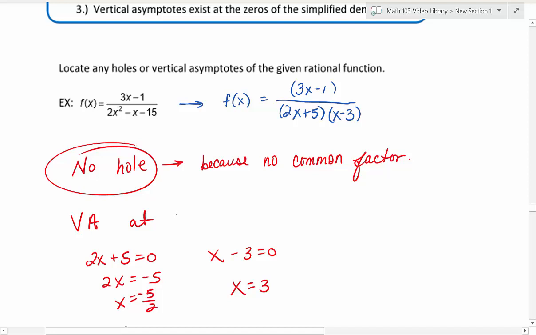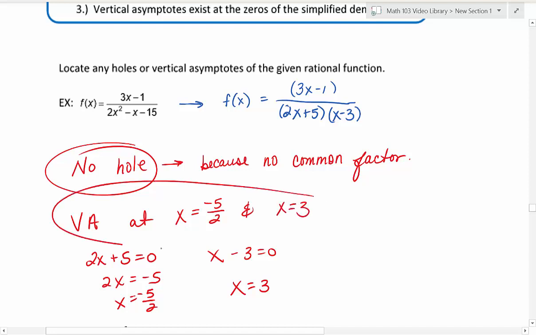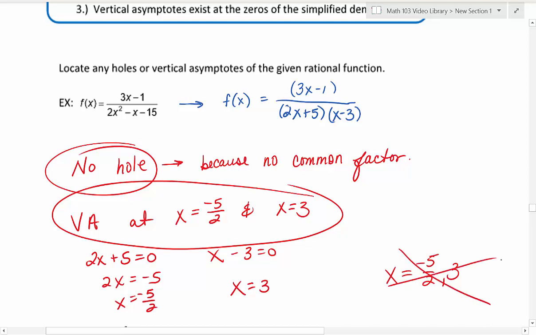It's really important that when you write your vertical asymptotes, you write x equals for each one of them. We are writing equations of lines here. Therefore, we need x equals in front of both of them. It is not correct to say that you have vertical asymptotes at x equals -5/2, comma 3, as if you're listing a bunch of numbers. Don't do that. We have vertical asymptotes at x equals -5/2 and x equals 3.